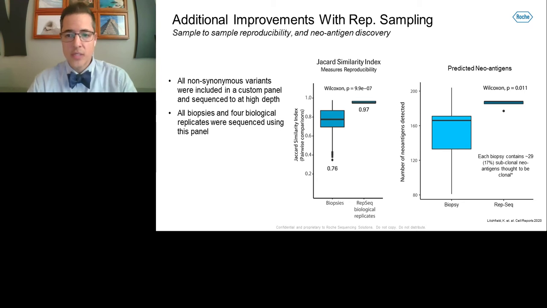Another benefit on the right you can see is the number of predicted neoantigens that you can detect. From the single biopsies, on average, you're detecting just above 160. Whereas for the homogenate, we're detecting upwards of 180. But again, I think more important than the sheer number of neoantigens that might be predicted from the sequencing of these two different types of samples, it's really important to point out that each biopsy contains around 17% of those variants that are thought to be clonal, when in actuality they are subclonal.